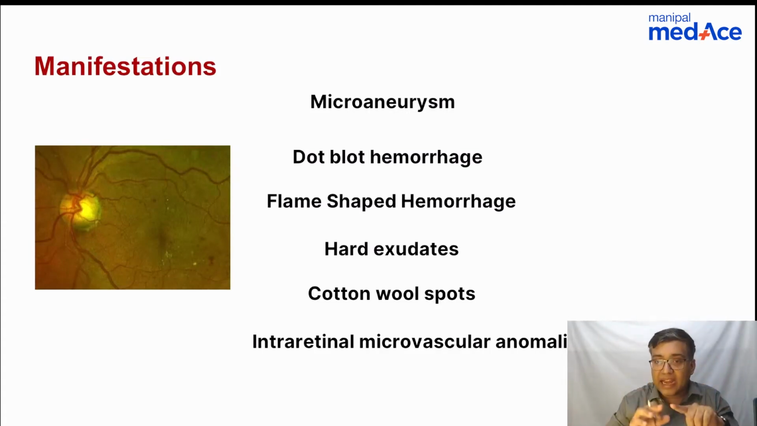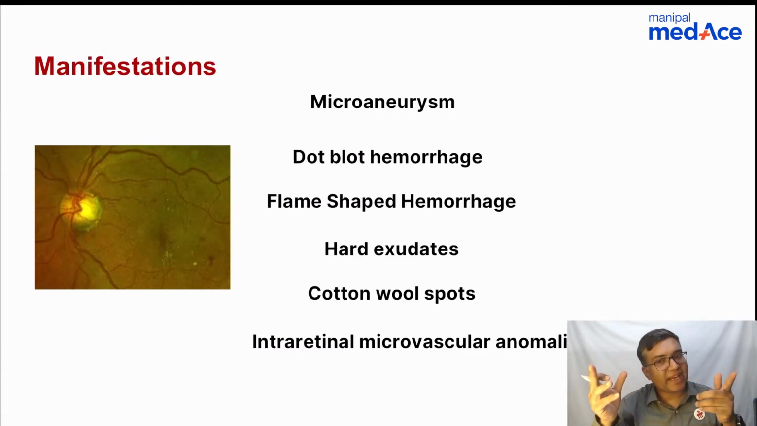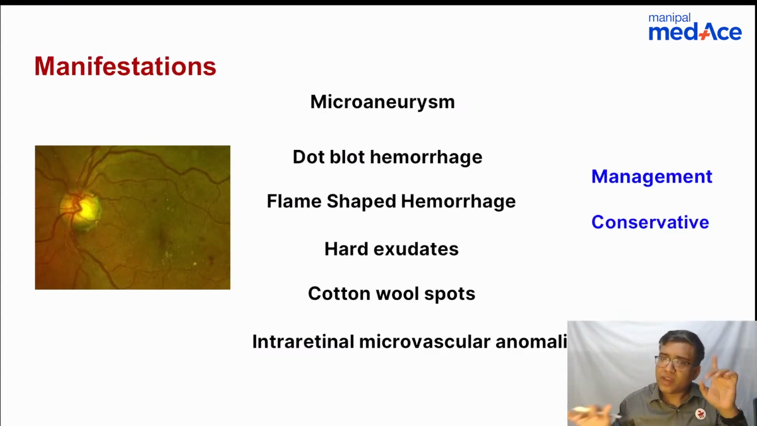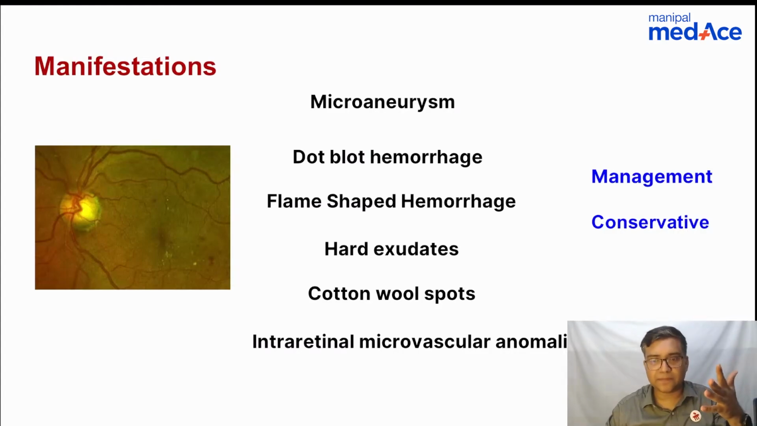Whenever they ask about the management of non-proliferative diabetic retinopathy, the management is basically conservative. You do not have to give any anti-VEGF or do a pan-retinal photocoagulation. The management is just control of the systemic factors in a patient with non-proliferative diabetic retinopathy. Is it clear, everyone? Just give me a thumbs up.